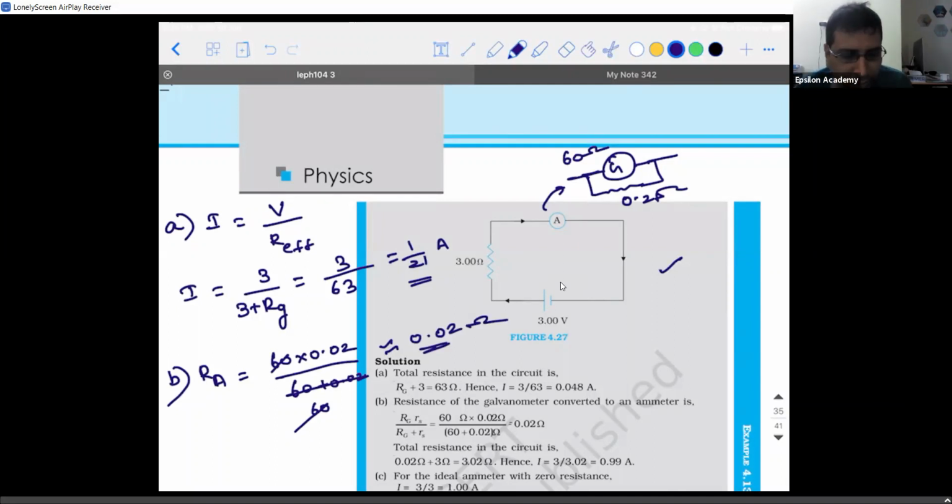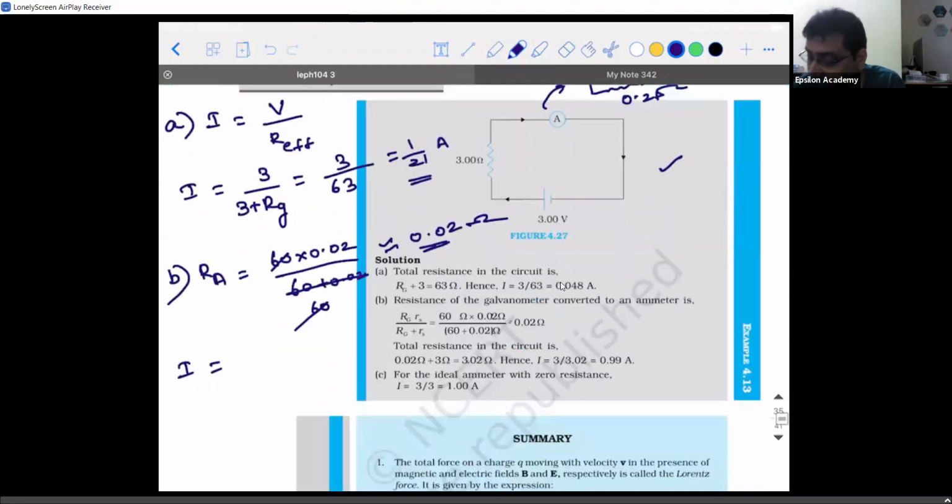You need not sit and calculate the exact value, because in the case of parallel connection, the resistance is going to decrease. So it will be 0.02 ohm. So what is going to be the value of current it is going to measure, guys? 3 divided by 3 plus 0.02. So 3 divided by 3.02, it will be close to 1. This is 0.99 ampere.